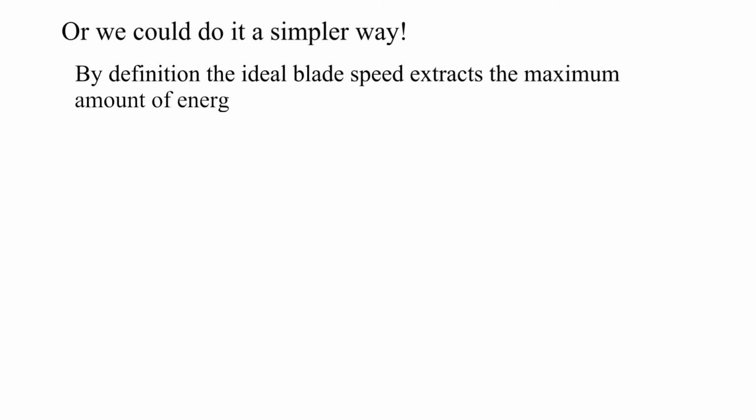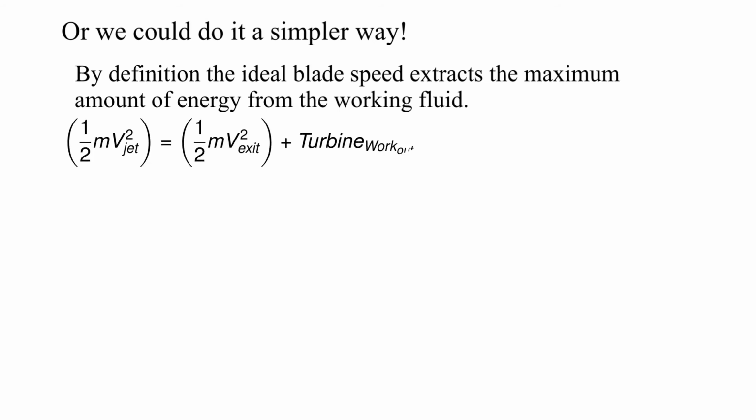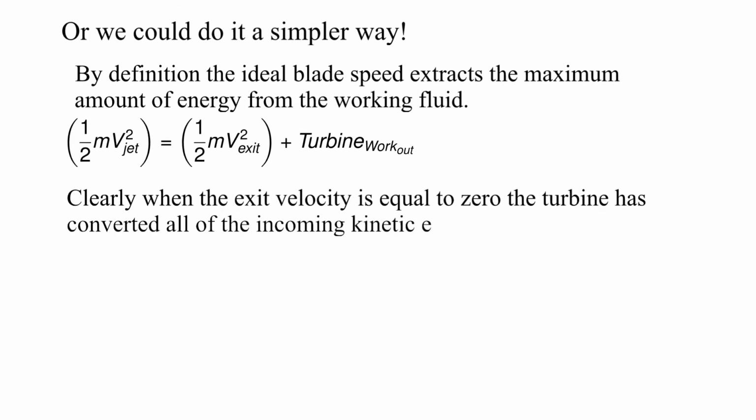The turbine is converting kinetic energy of the incoming fluid into work. Conservation of energy tells us that the kinetic energy of the fluid jet is equal to the kinetic energy exiting the turbine plus the turbine work. The maximum amount of work is obtained when the kinetic energy exiting the turbine is zero.